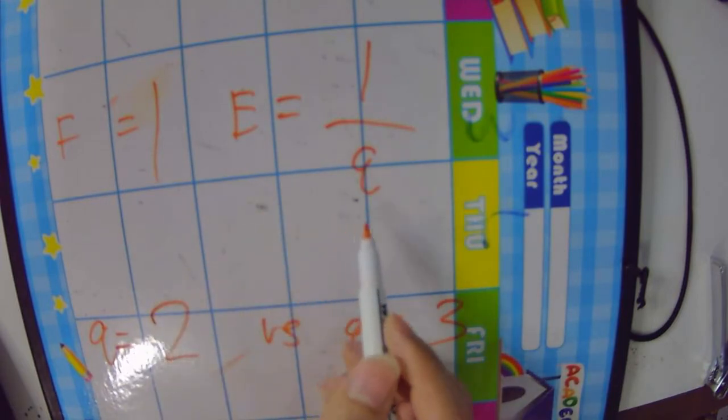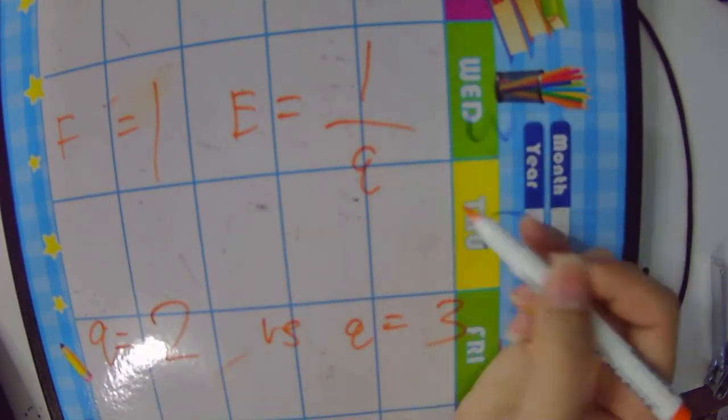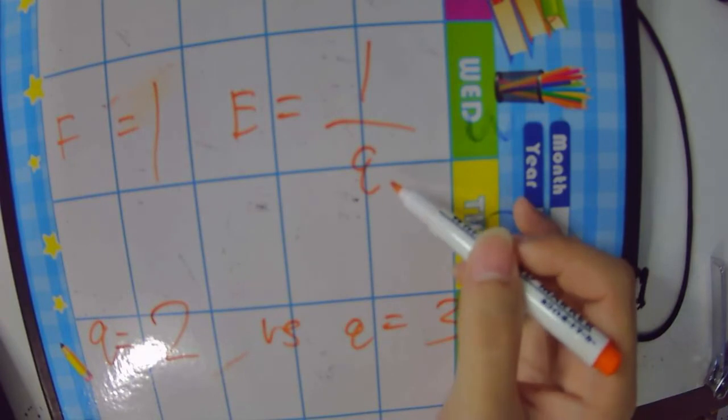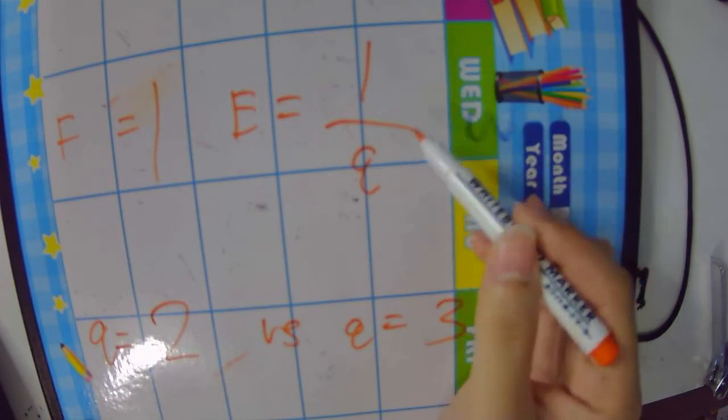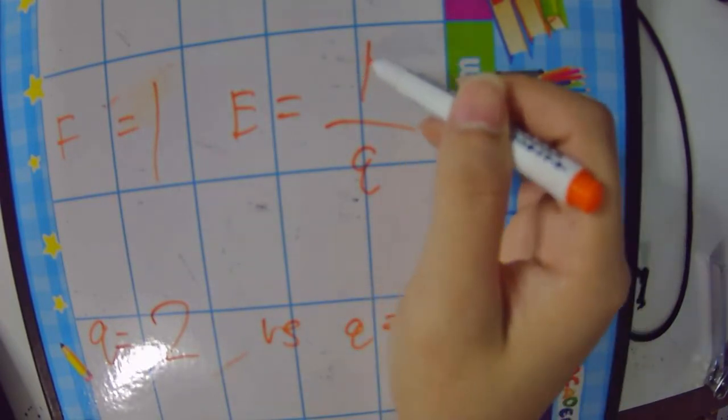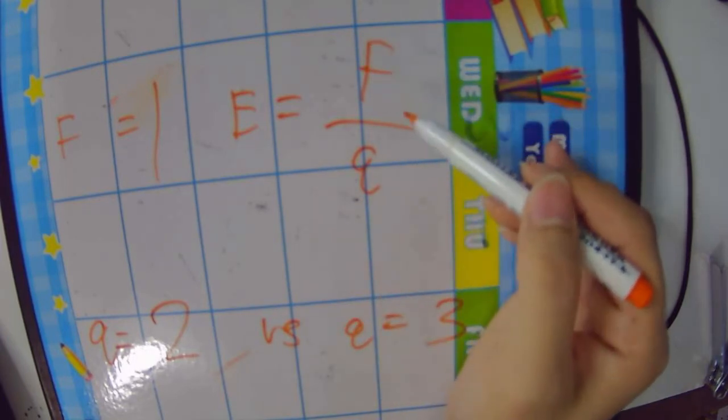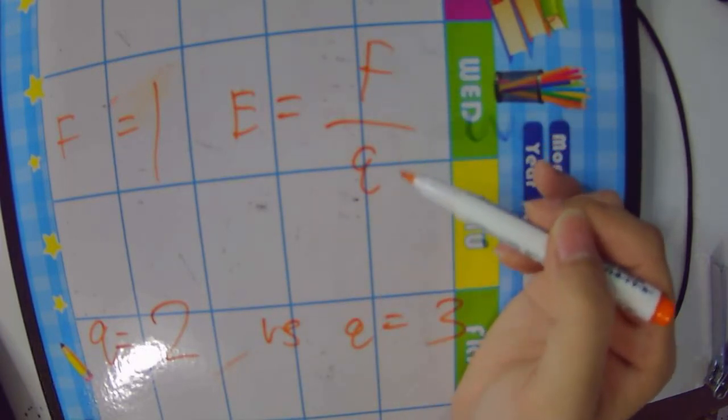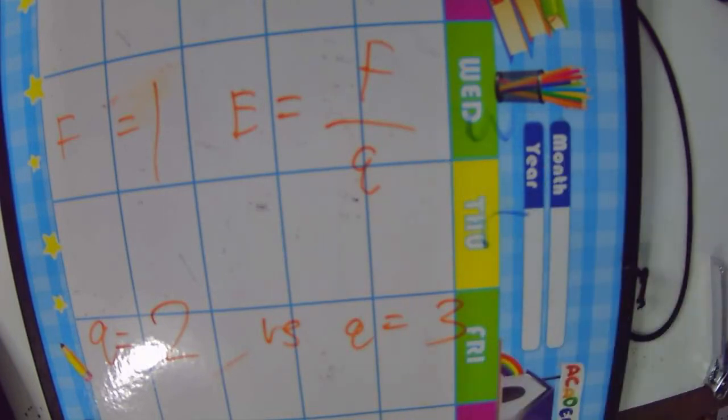So in other words, the fewer coulombs I need per Newton, because remember the top is counting force, the fewer coulombs I need per Newton, the stronger the electric field.